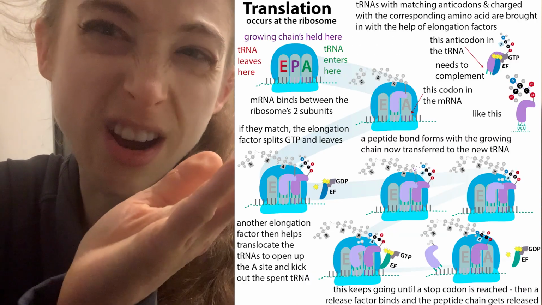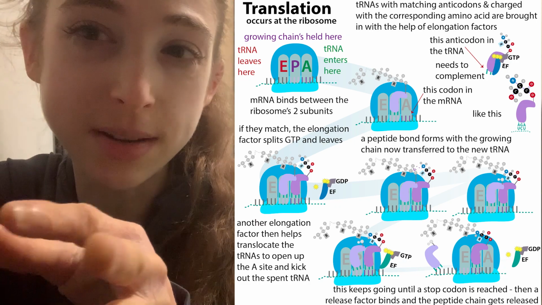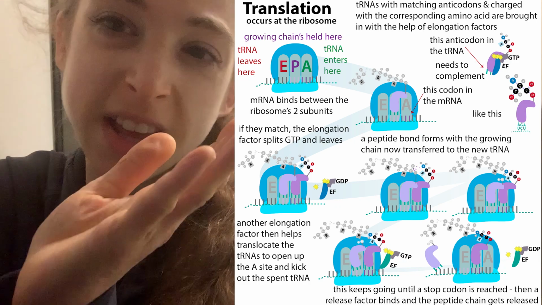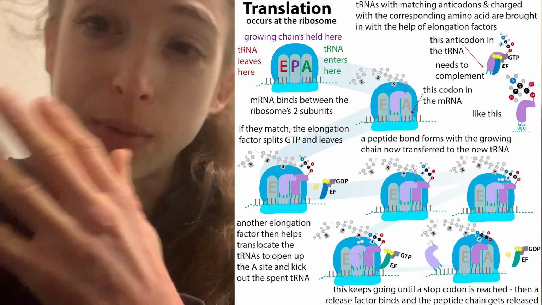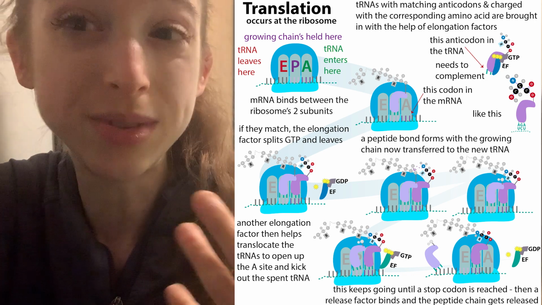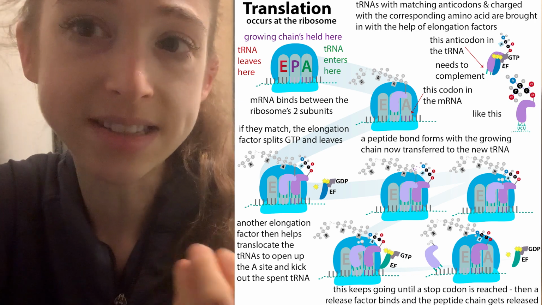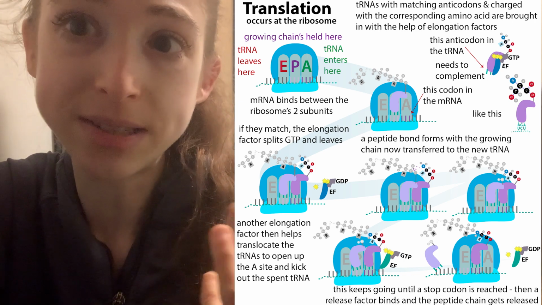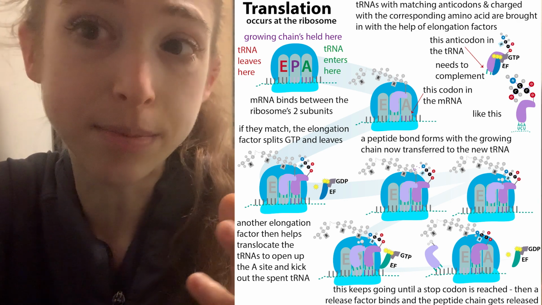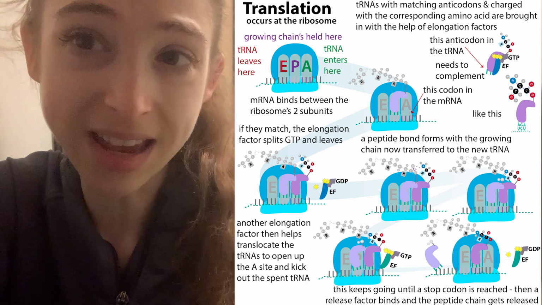And now it's going to be a really awkward shape, and so with the help of some elongation factors and some GTP, it's going to kind of shift over. And when it shifts over, well, now it's going to push what was holding the chain into the E site. And this E site, this exit site, basically what's going to happen here is that tRNA is going to fall out. And now your chain is in the P site again, and you have an empty A site.